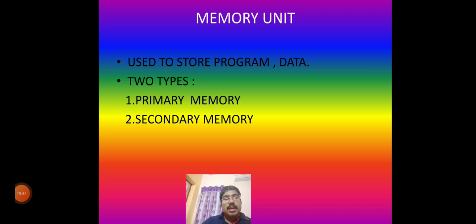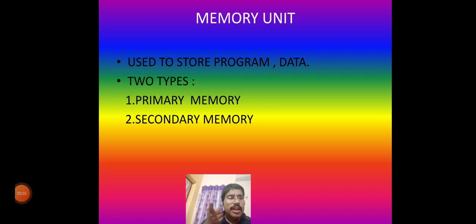Next, the secondary memory. The accessing speed of the secondary memory is less compared to the primary memory. It is not an inbuilt memory; it is interfaced externally. The best examples of secondary memories are pen drives, CDs, DVDs. These are not present internally.